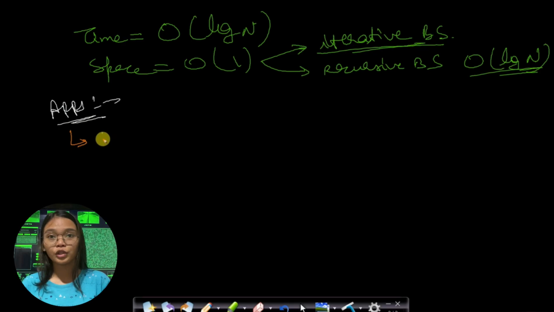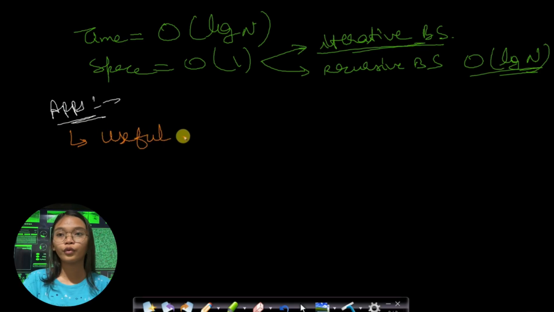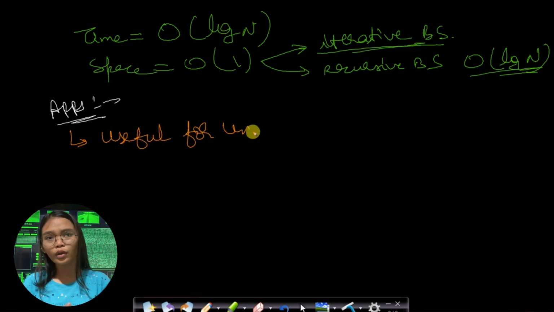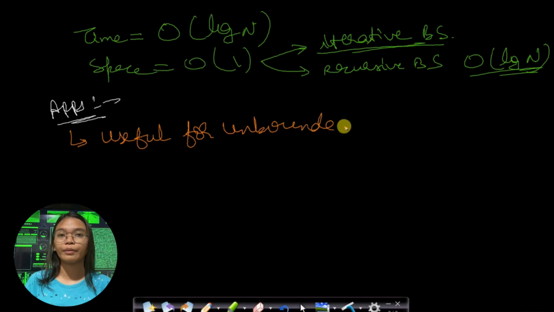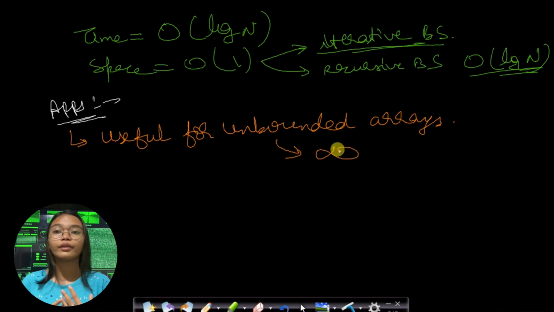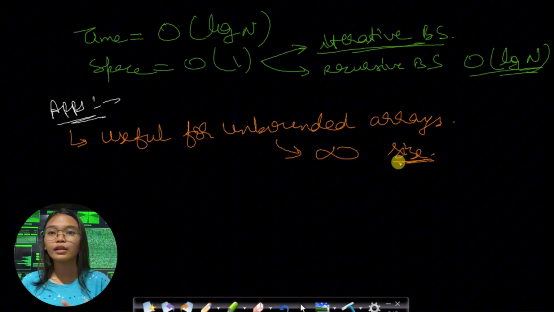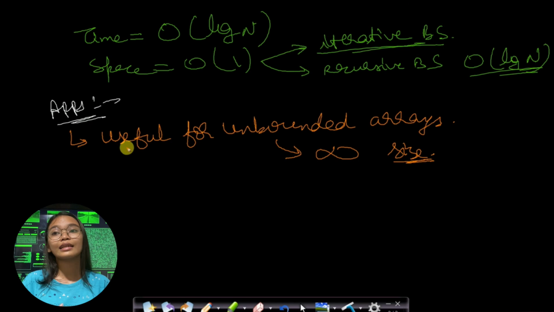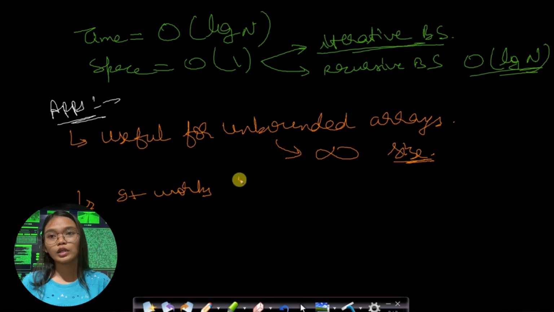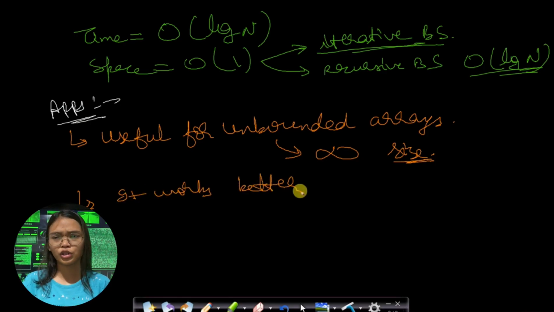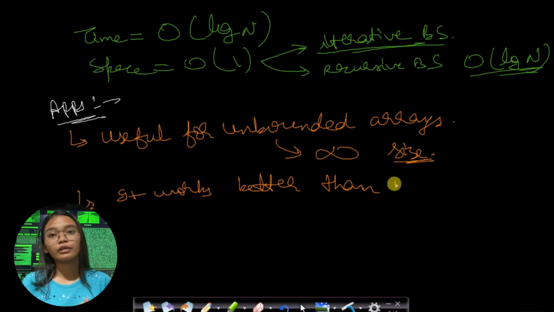The first application is that it is useful for unbounded arrays. Now what does unbounded array mean? Unbounded array basically means an array of infinite size. If you have a very large array, then in that case you can apply exponential search and it will work quite well. The second point is that it works better than binary search.